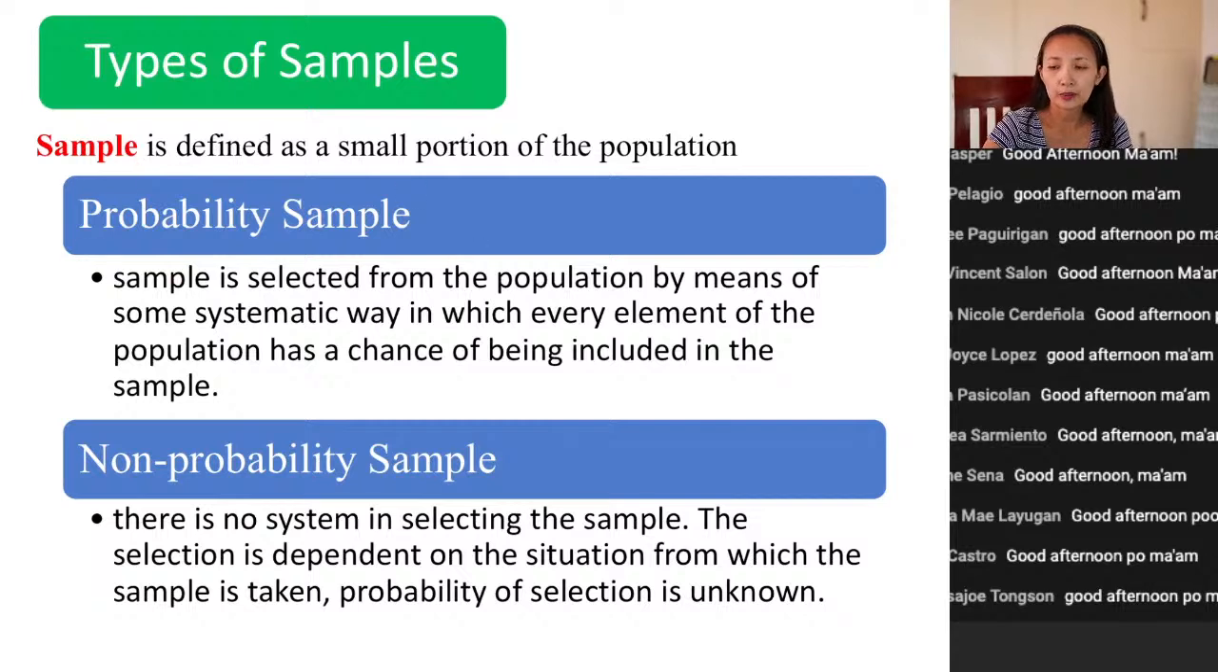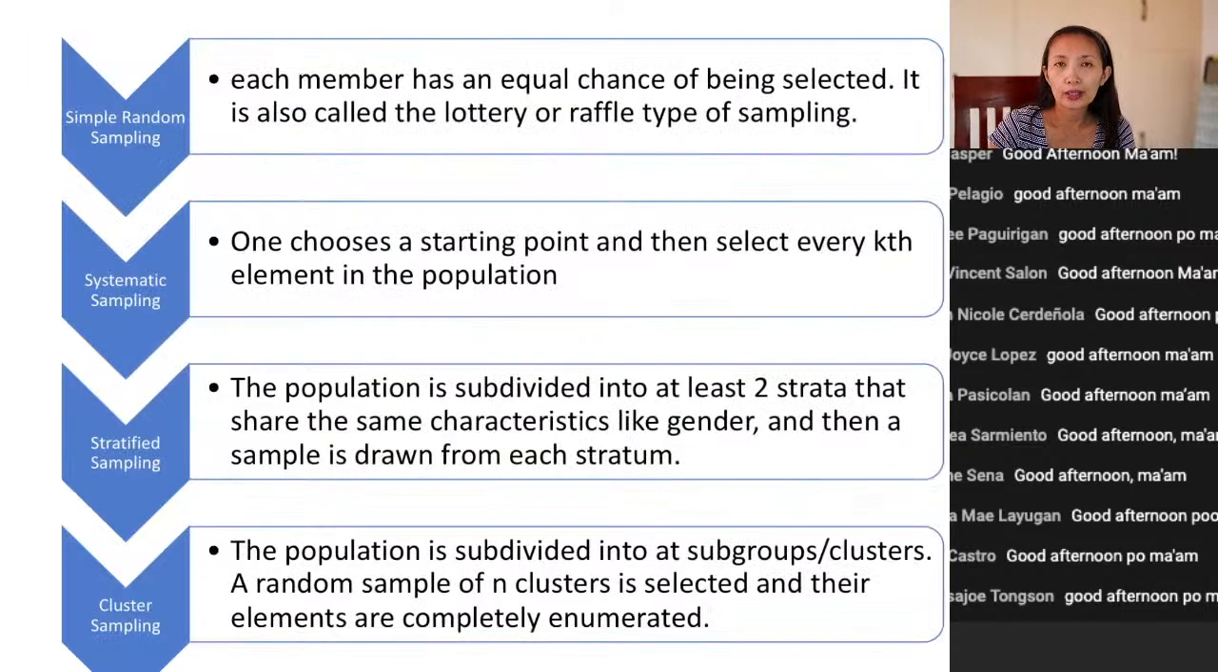Now, there are several techniques under each, under probability and non-probability. For probabilistic sampling, we have the following four, although there are others. I have only listed four here. Simple random sampling. You know this very well, yung draw lots na ginagawa natin. Write out your names in pieces of paper, put them in a fishbowl, and then pick out. That's draw lots, right? That's simple random sampling. Each member has an equal chance of being selected. It is also called lottery or raffle type of sampling.